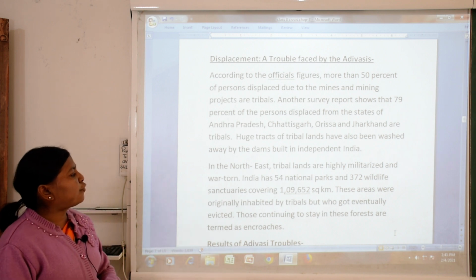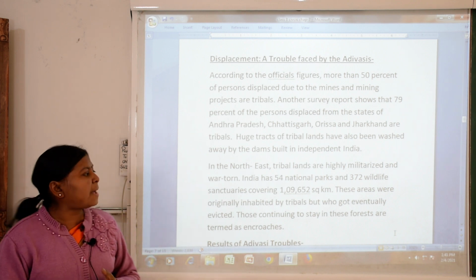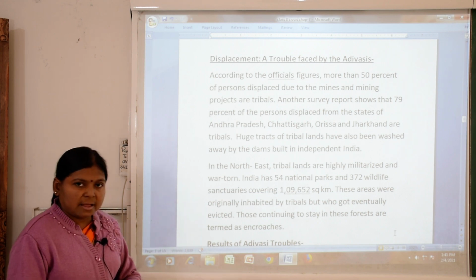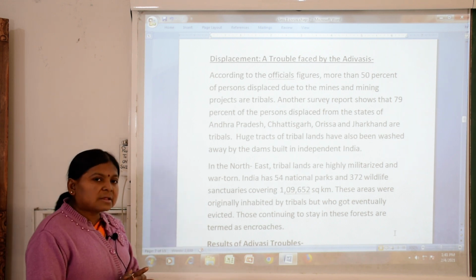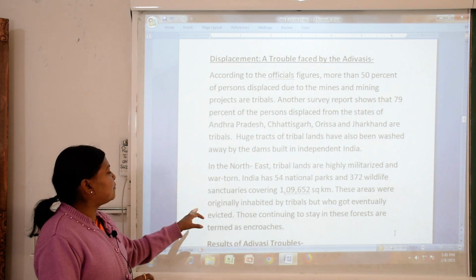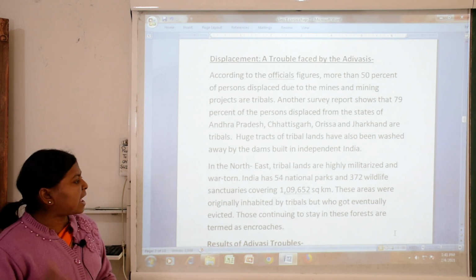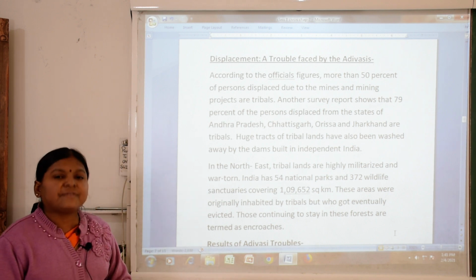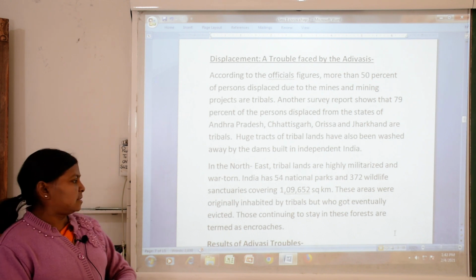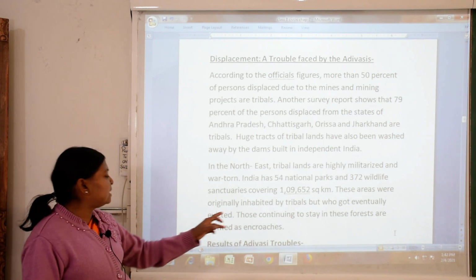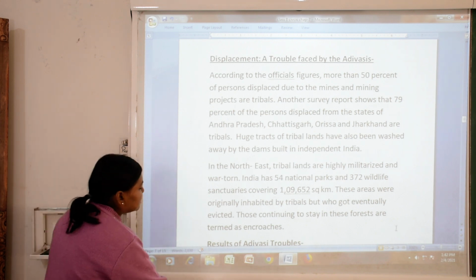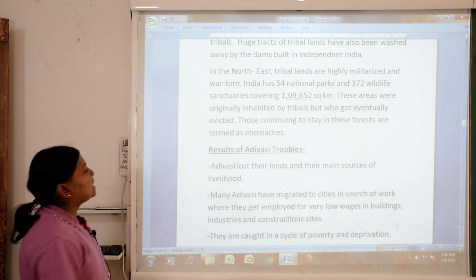India has about 54 national parks and 372 wildlife sanctuaries covering an area of 1,09,652 square kilometers. These areas were originally inhabited by tribals, who were eventually evicted. Now it is reserved, so they are not allowed to live in these places. Those continuing to stay in these forests are termed encroachers. Now, what are the results for these peoples who faced these troubles?